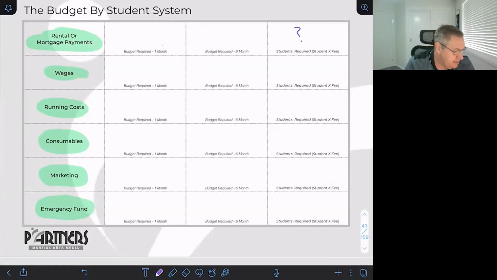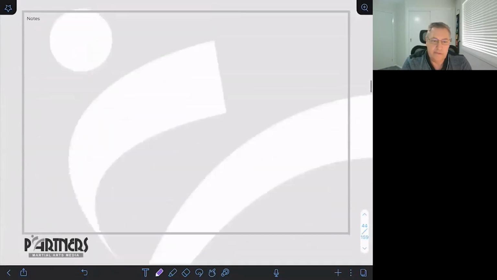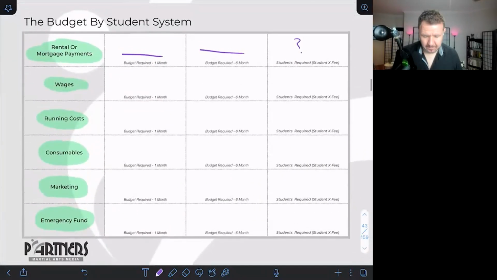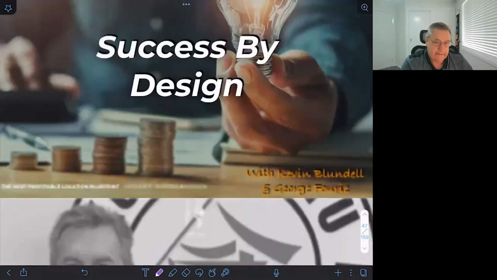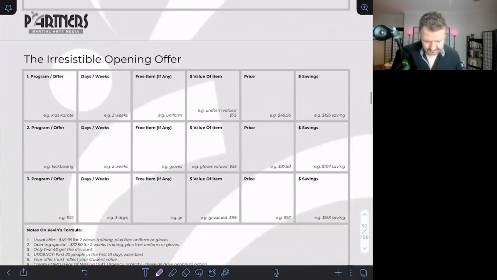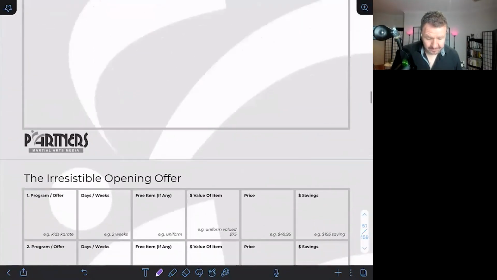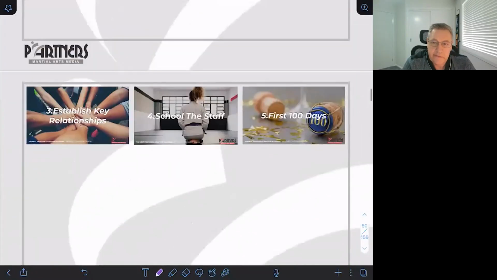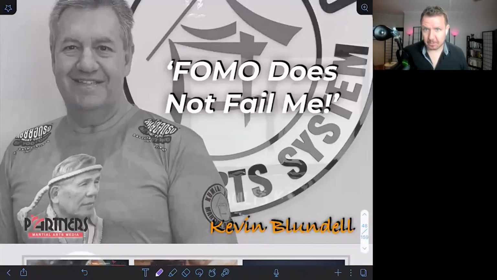Have we got my slide with my structure there, or was that later on, maybe tomorrow? Yeah, hang on. I think we cover this in Success by Design: the fee structure, tuition fees and so forth. We'll cover that in depth tomorrow.